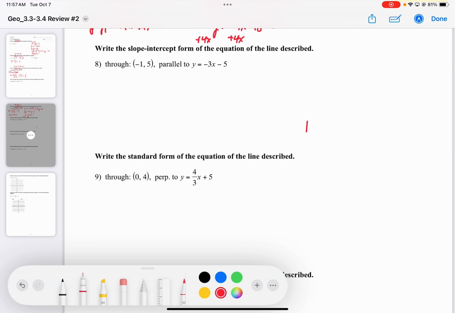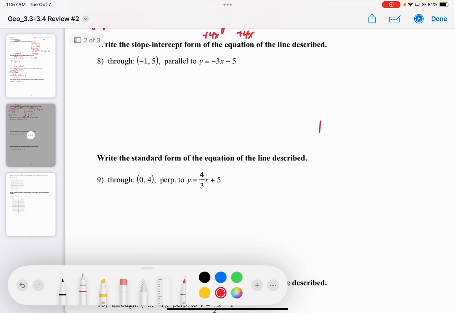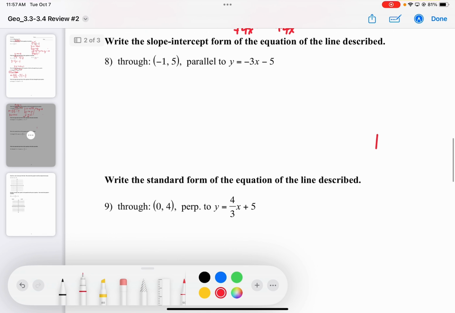You want to do one with parallel or perpendicular? Both. Number 8. Write the slope-intercept form of the equation of the line described. Passes through this point parallel to that line. What's the first note that I need to make? Yeah, it's parallel, so my slope is what, Molly? Yeah. So I get my information I need from that line. My slope is -3. Very good.